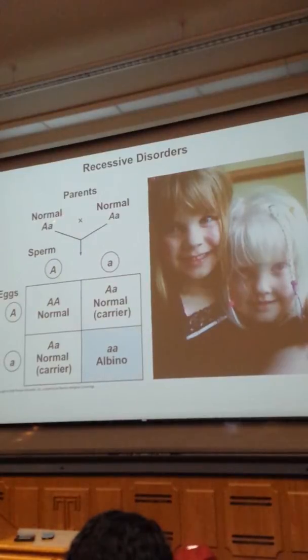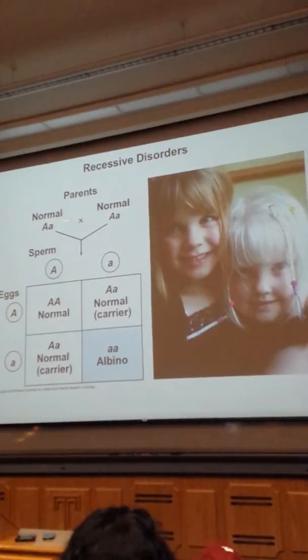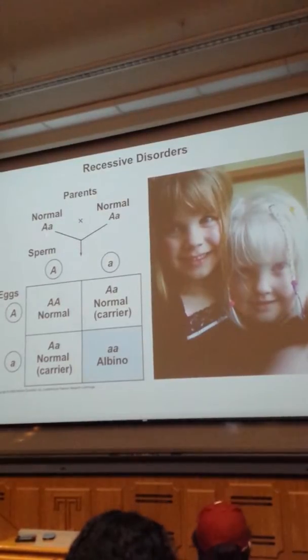So if these parents have one albino child, what's the chance they're going to have another one? 25%, right? Because this is a homozygous recessive condition, we know that the father has to be carrying what's called the mutant or recessive allele. The mother has to be carrying the mutant recessive allele. They're normal, so their other allele encodes the enzymes making proper levels of pigment, or reasonable levels of pigment.